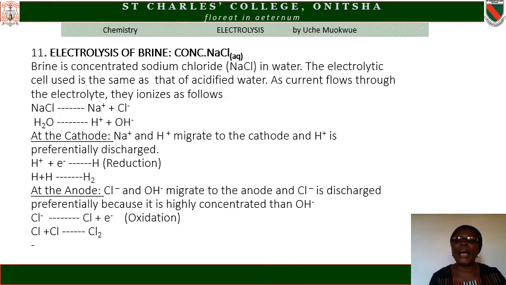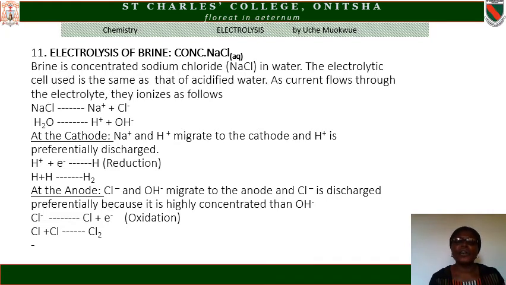Eventually, hydrogen ion is discharged preferentially, even though sodium ion is highly concentrated. The reason is that sodium ion is higher up in the series than hydrogen ion. Because of that, the effect of concentration is less important. The hydrogen ion gains an electron and forms a hydrogen atom. The reaction is reduction. The hydrogen atom reacts with another hydrogen atom to form a hydrogen molecule.